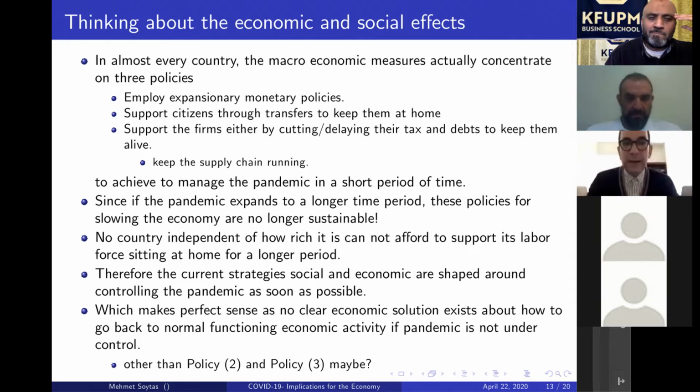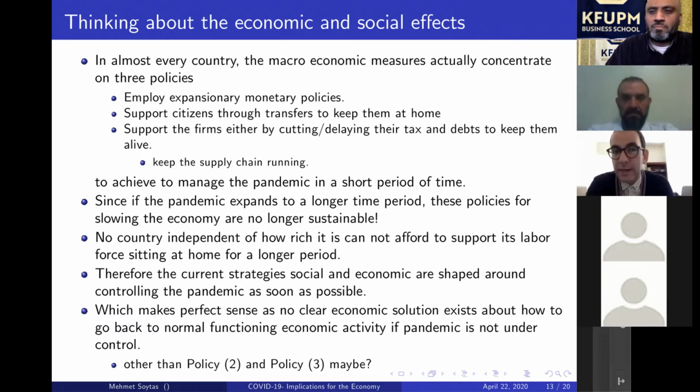Now, thinking about the economic and social effects and relating them to the economic measures taken by governments, we can concentrate on three possible levels of application. One is by the central banks in many countries: a monetary expansion policy, giving as much liquidity to the economy as wanted. The second is supporting citizens through transfers to keep them at home, slowing down economic activity. The third is supporting firms, either by cutting or delaying taxes and debts, to keep them alive as much as possible. That also has implications for keeping the supply chain running. So that's something governments want to achieve to manage the pandemic in a short period of time.